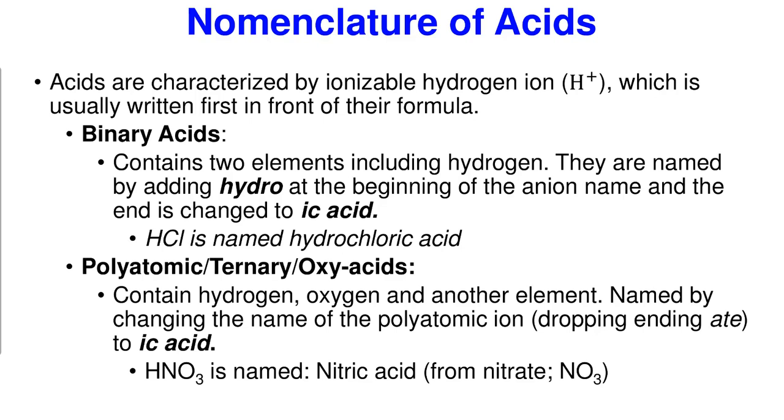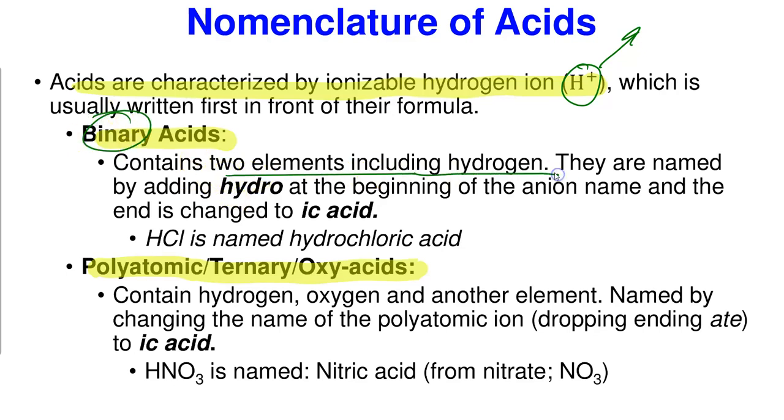Let's now talk about nomenclature of acids. Now, what are acids? Acids are characterized by ionizable hydrogen. These are substances that have hydrogen in them, usually written first in front of their formula. This hydrogen is known by its ability to ionize, to be released when it is soluble in water. So acids are mainly aqueous solutions, right? So that is what they are. There are 2 classes of acid we're going to be talking about here: the binary acid and the polyatomic, ternary or oxyacid. The binary acid, like the name signifies, contains only 2 elements, including hydrogen.